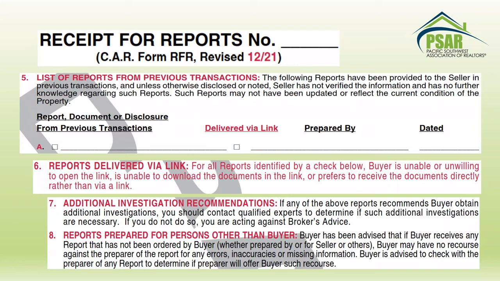Okay. And reports prepared for persons other than buyer. Oftentimes a buyer thinks that if they get a general inspection report from ABC Inspections, and they have that in their hand, and then there's a problem with it, that they can go back and hold ABC Inspections liable. Well, they can't, because guess what? That wasn't prepared for you and you didn't pay for it. So that's what this goes over. So the receipt for reports is very, very clear and can be very, very handy. It'll be interesting to see if people start using it because it's not used all that often.